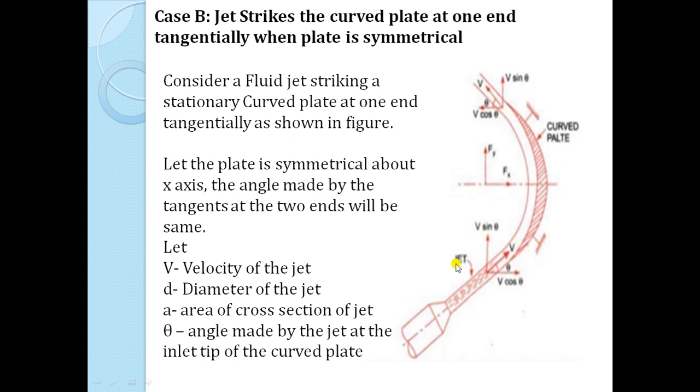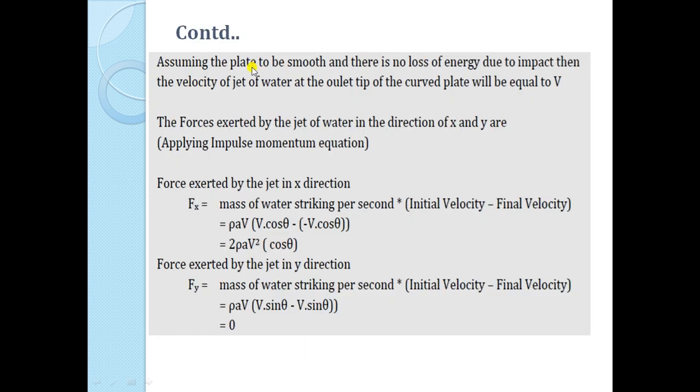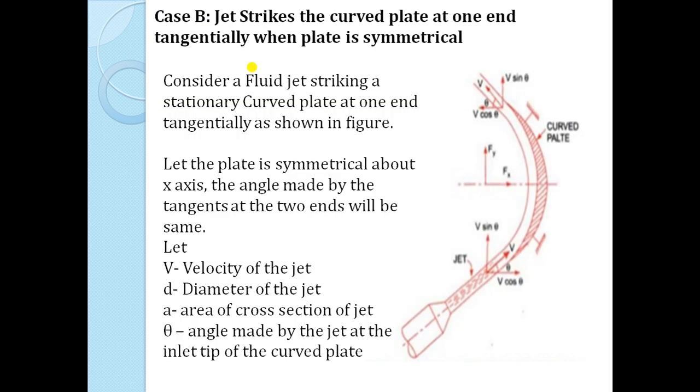So, if theta is the angle made by the jet at the inlet tip, the jet will be coming out with the same angle, since the curved vane is symmetrical about x axis. If we assume the plate to be smooth and there is no loss of energy due to impact, the velocity with which the jet will be coming out at the outlet tip of the curved vane will be same. The jet will be simply gliding over the vane and the velocity at the outlet will be same as the initial velocity.